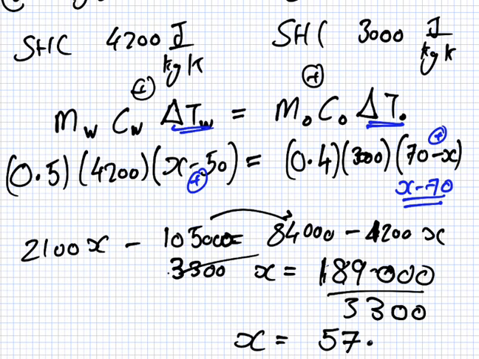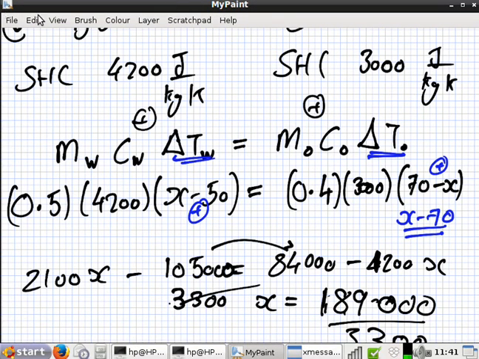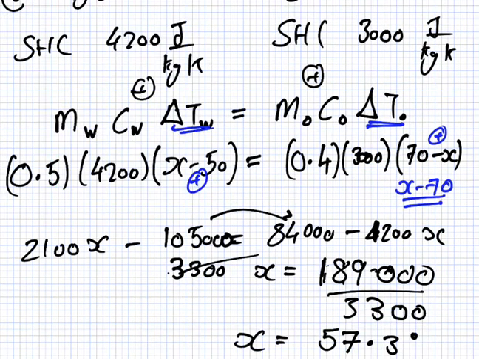57.3 degrees. So that is the temperature of the mixture of the oil and the water. Okay. So the water increases by about 7 degrees to 57, and the oil decreases to 57.